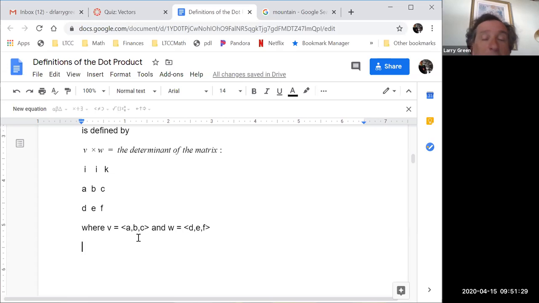Okay, so let me remind you what the determinant is. So the determinant of the matrix is the following.